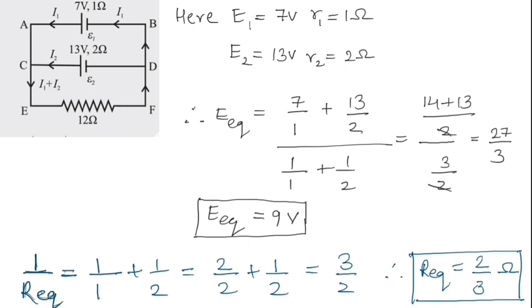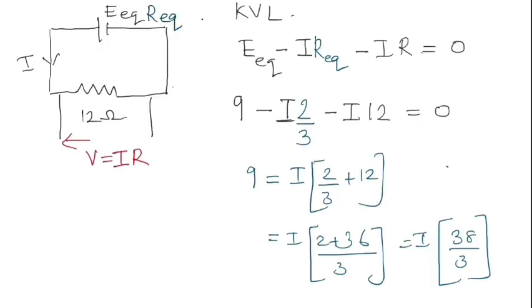Okay, so now how many batteries do we have in parallel? 2 batteries in parallel, 7 volt and 13 volt. So the same thing I am going to apply here, 7 upon 1 plus 13 upon 2. 2 is its internal resistance. So I got the value 27 by 3. Now the equivalent resistance, this is 2 by 3. So now I have substituted E equivalent and R equivalent.